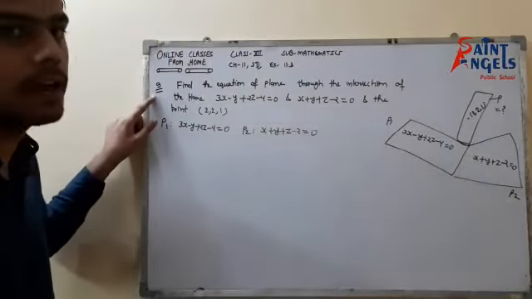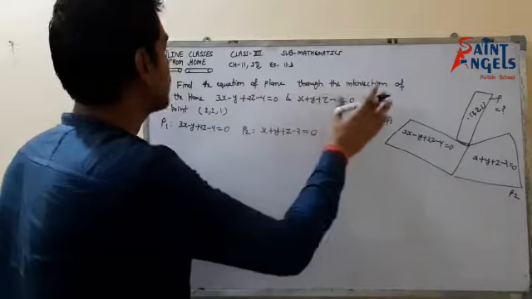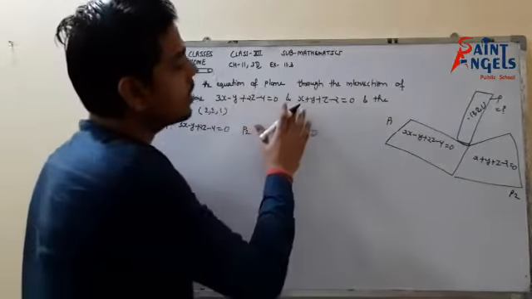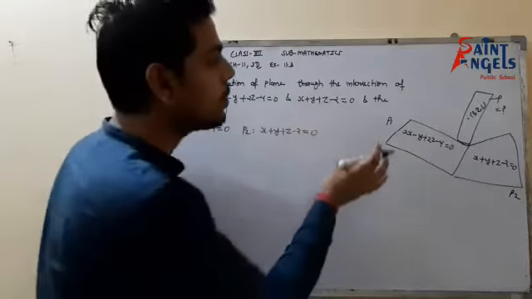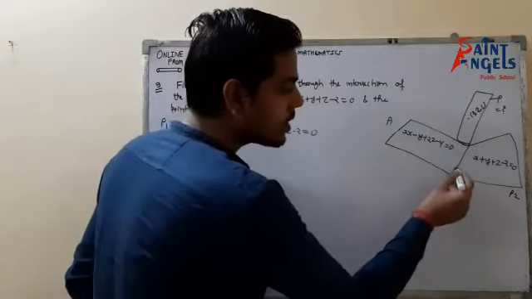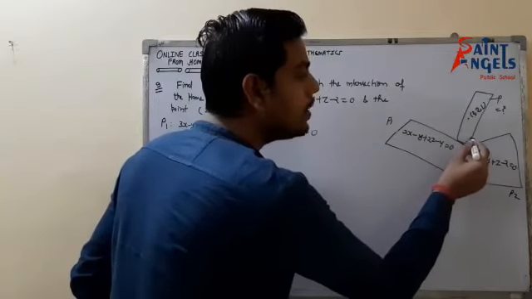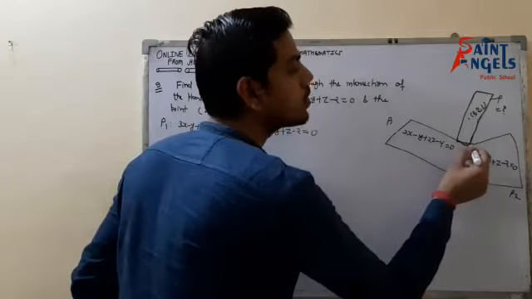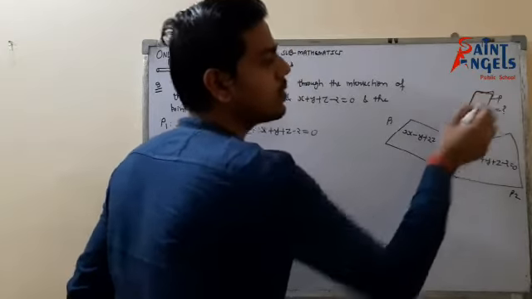Now question number 9. Question number 9 says that find the equation of the plane through the intersection of the planes 3x minus y plus 2z minus 4 equals 0, and another plane, and the point (2, 2, 1). So basically we have a plane, suppose P1 and plane P2, then through the line of intersection of these two planes, another plane P is passing, and this plane is also passing through the point (2, 2, 1). So we have to find the equation of this plane P.